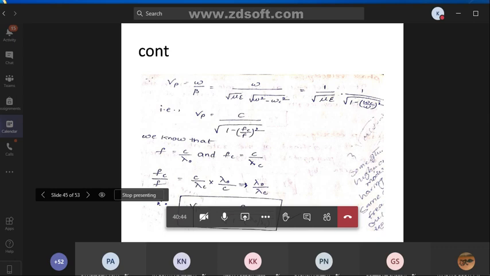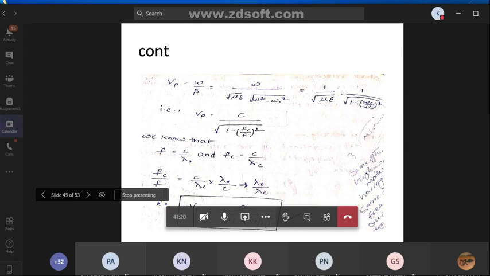So from this you will get 1 by square root of mu epsilon into 1 by square root of 1 minus omega c by omega whole square. So take omega outside and cancel the omega terms. Then the phase velocity will become c by square root of 1 minus fc by f whole square. So here 2 pi will cancel, omega c equals 2 pi fc and omega equals 2 pi f, right? So 2 pi will cancel and we will get fc by f whole square.